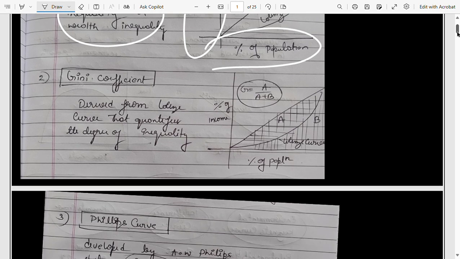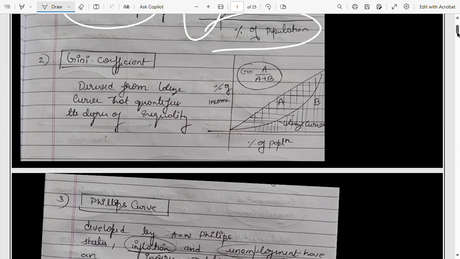The next curve is the Gini coefficient. The Gini coefficient is interlinked with the Lorenz curve. Why? Because as the Lorenz curve represents inequality in the population, the Gini coefficient represents the intensity with which inequality is going on in the society among the population. So that is the Gini coefficient.